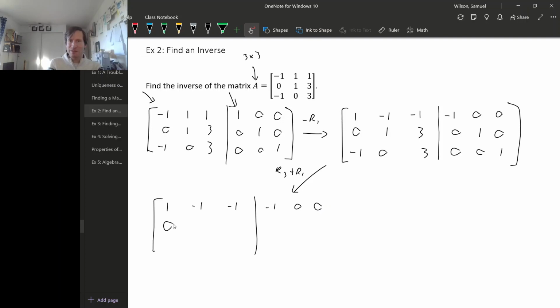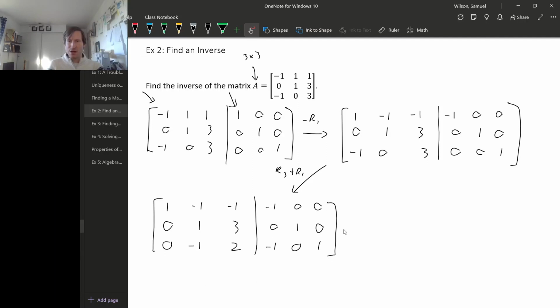Second row stays the same, 0, 1, 3, 0, 1, 0. And then third row, we add row 1 to it. So minus 1 plus 1 is 0, 0 plus minus 1 is minus 1, 3 plus minus 1 is 2. And then in the augmented part, 0 plus minus 1 is minus 1, 0 plus 0, 0, 1, 1 plus 0 is 1.